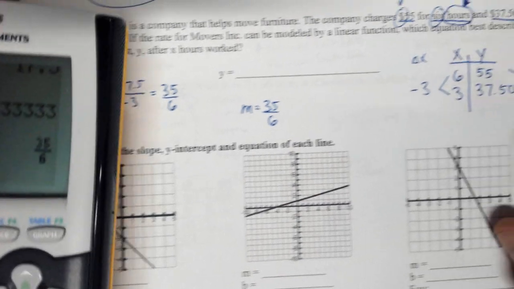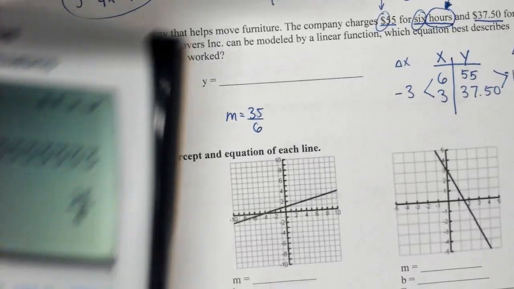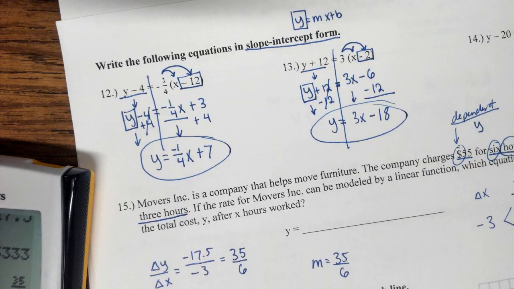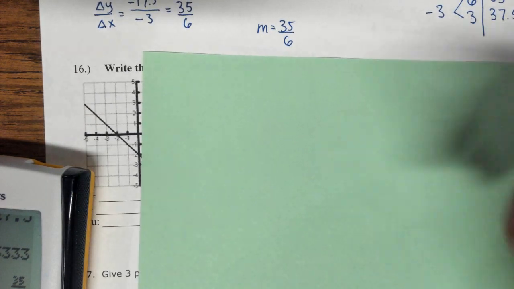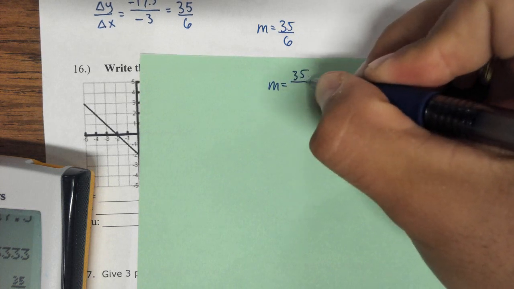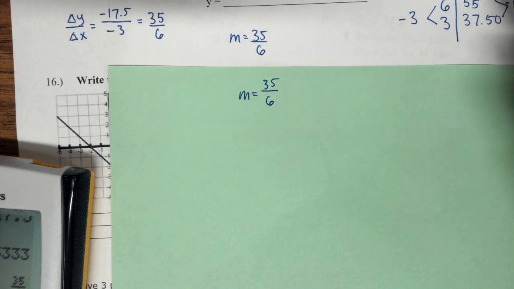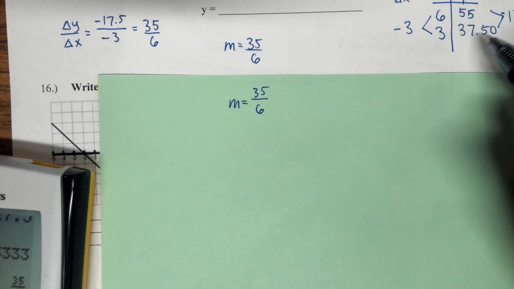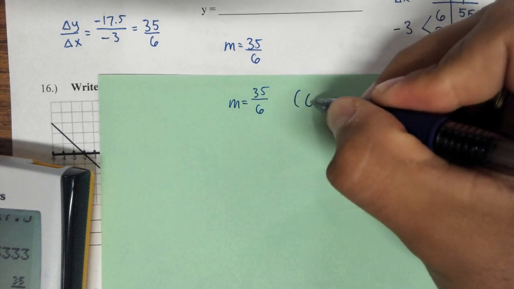And then we want to find our y-intercept, our b. To do that, it's just like the previous problems that we did, for example number 11. We have to solve that. So once again, I'm going to go to my green sheet of paper and solve the rest of this. Again, I have my slope. And then I just choose one of these points. It doesn't matter which one. If you don't want to work with decimals, you don't have to. We can work with 6 and 55.